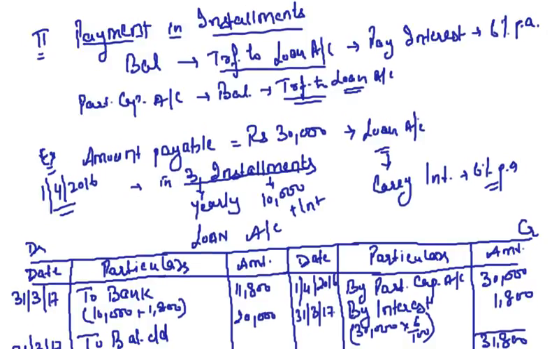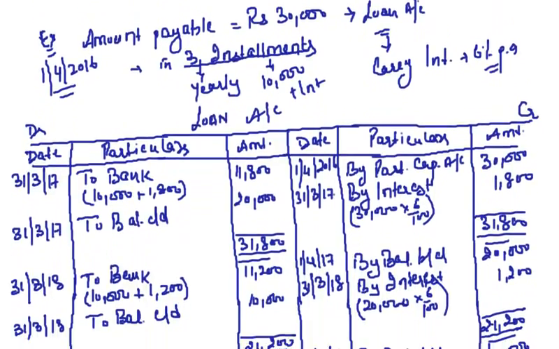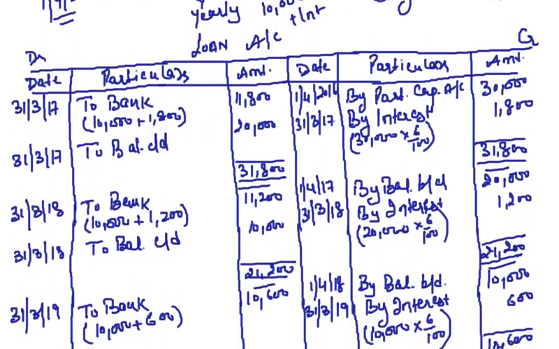Right? So that's the example. 30,000 is the amount payable. They transfer it to the retiring partner's loan account. Unless otherwise agreed, this loan account will carry an interest of 6% per annum. Remember this, very, very important. Right? Okay. So this is how we are going to prepare the loan account.